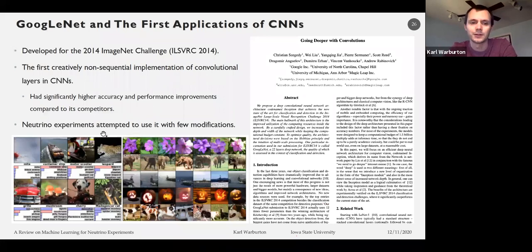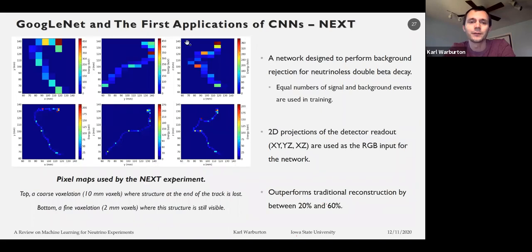Neutrino experiments have tried to implement this with as few modifications as possible to begin with. One of the first applications was in an experiment, NEXT. Here they designed a network to perform background rejection for neutrinoless double beta decays, and they developed both a network that had quite a coarse voxelization, where each of these voxels is 10 by 10 millimeters, as well as a finer voxelization that was 2 by 2 millimeters. They took 2D projections of the detector readout, so YX, ZY, and XZ, and used that as the RGB input for their network against charge.